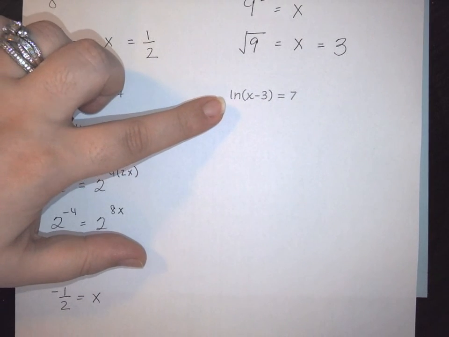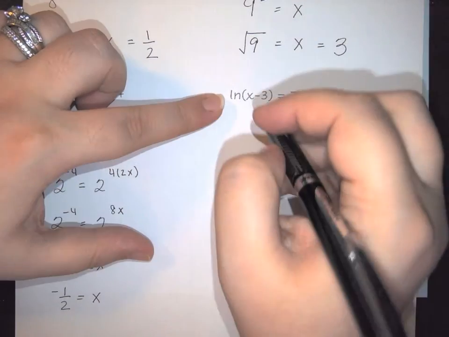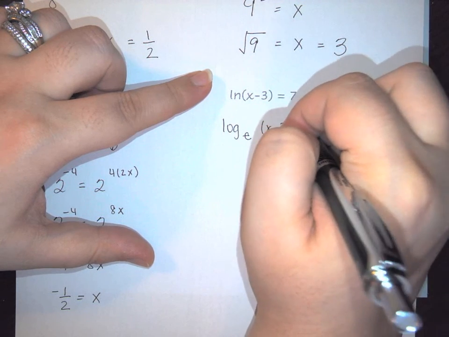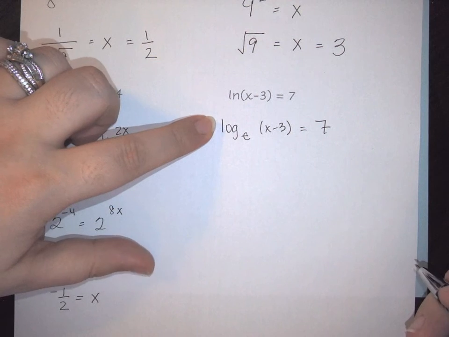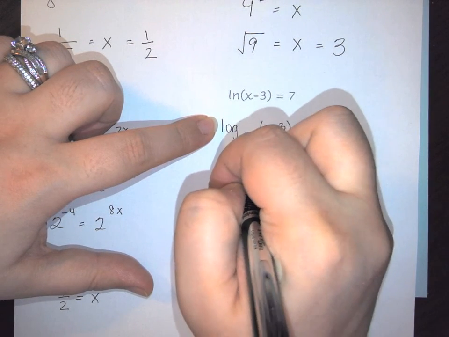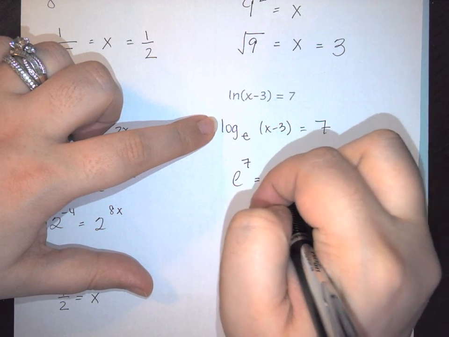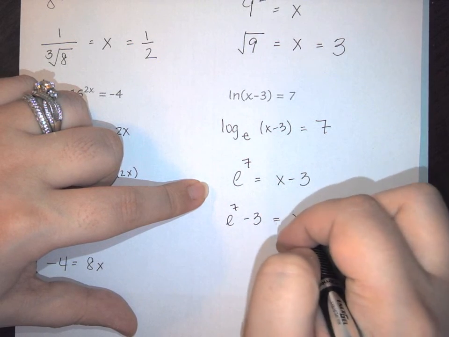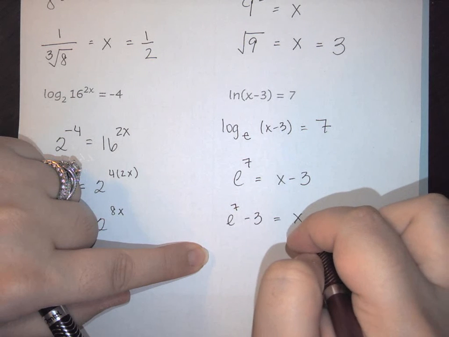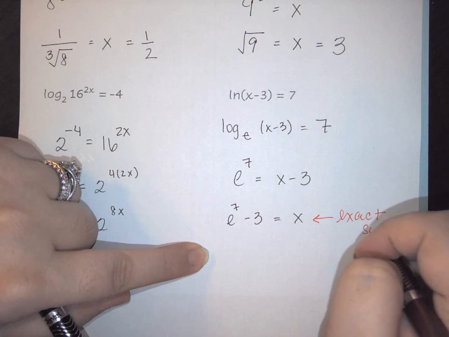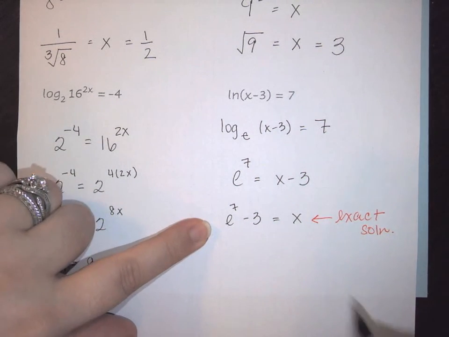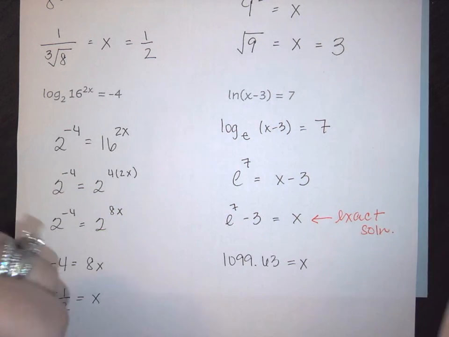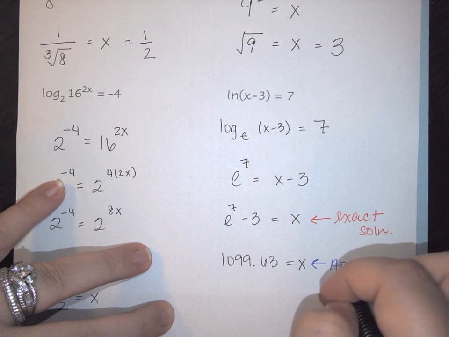Last we have the natural log of x minus 3 equals 7. So here we've got the log base e of x minus 3 equals 7. Now the reason why I rewrote it like this is so that I can change its form. So this becomes e to the 7th is equal to x minus 3. So here we end up with e to the 7th plus 3 is equal to x. Now this right here would be what's called your exact answer. And then we could evaluate that, and we end up getting 1099.63 is equal to x. This right here would be your approximate answer.